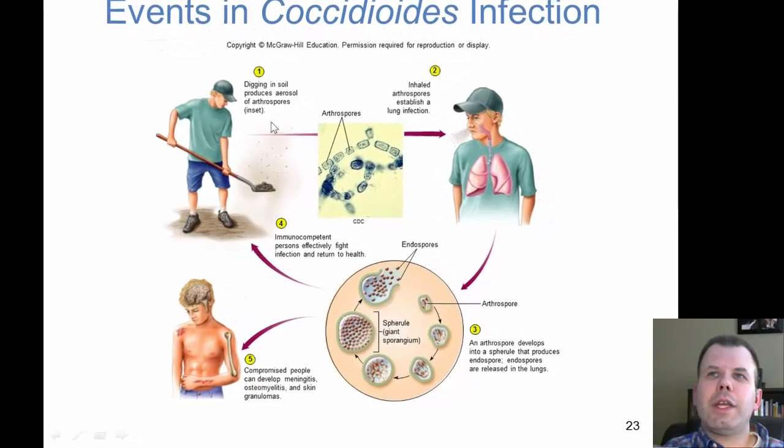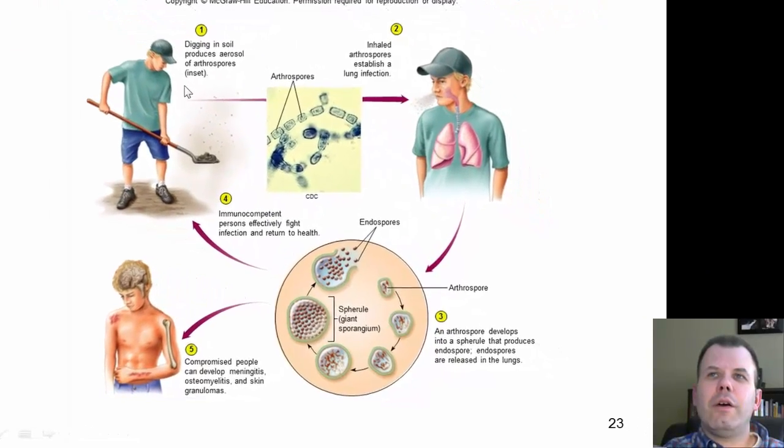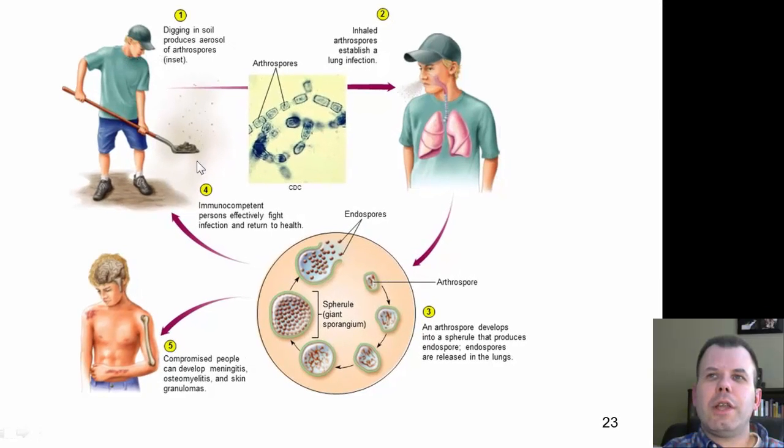Now again, what happens, digging in the soil produces aerosol of the arthrospores. Not wearing ventilation and that stuff can trigger this. The arthrospores get into the lungs. They establish a lung infection. Again, these arthrospores grow and germinate into these endospores. In compromised people, they can develop meningitis, osteomyelitis, and skin granulomas, so you can get a lot of different types of infections. Typically, the immunocompetent persons effectively fight the infection and return to health. So again, sometimes flu-like symptoms, bronchitis, other things associated with lung infections, and then eventually it goes away. It clears itself, and then you survive and you move on.